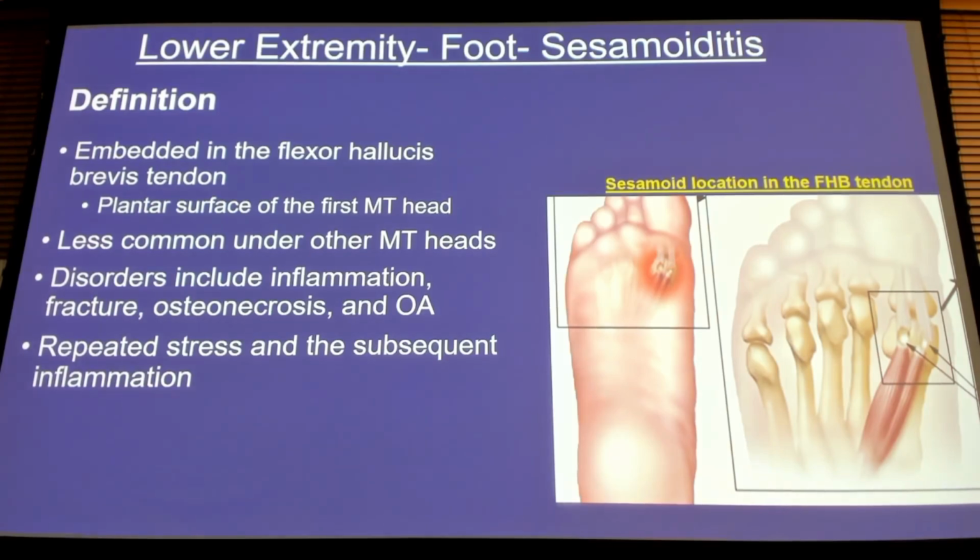Okay. So sesamoiditis is much less common under the lesser metatarsal heads, right? But remember, when I say it's much less common, it means that it can also happen in those areas. However, these bones are very, very infrequently found anywhere else but at the first metatarsal, okay?